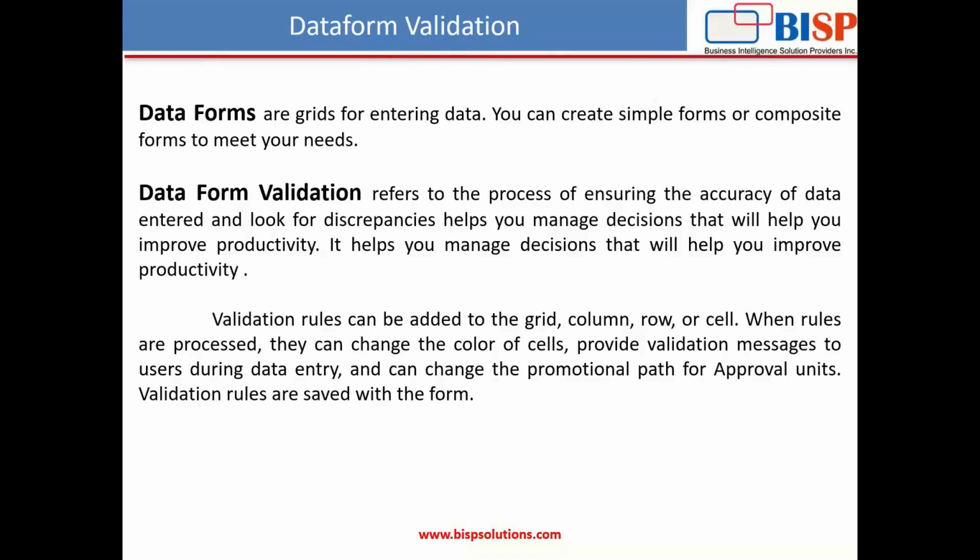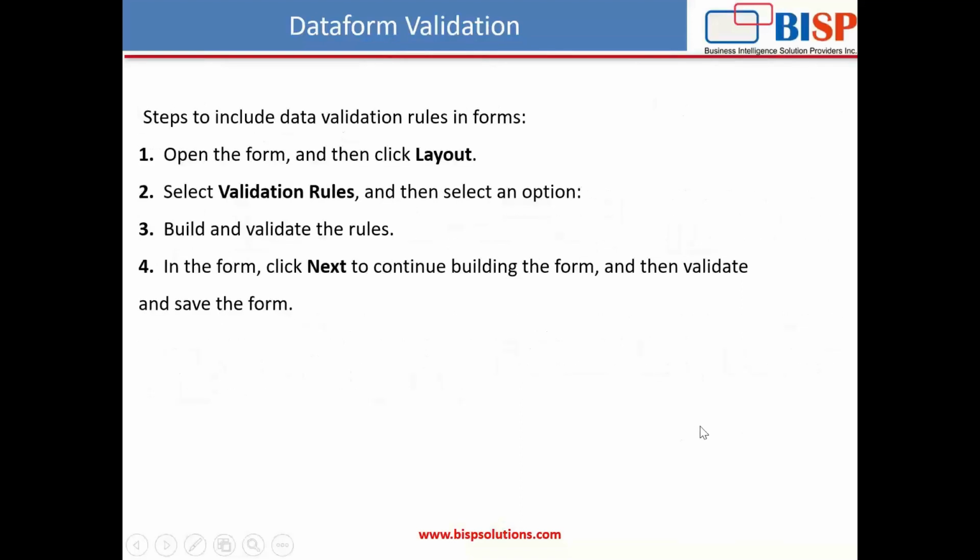Validation rules can be added to the entire grid or a particular column or a particular row or maybe a cell individually. And when this validation rule is processed, the cell color changes, and also if you've provided some message, it gets highlighted, and then you can check whether your data is entered correctly or not.